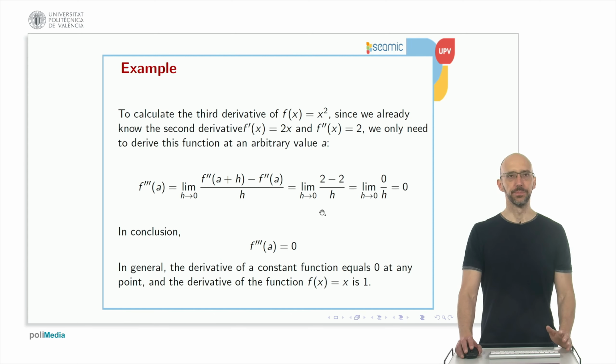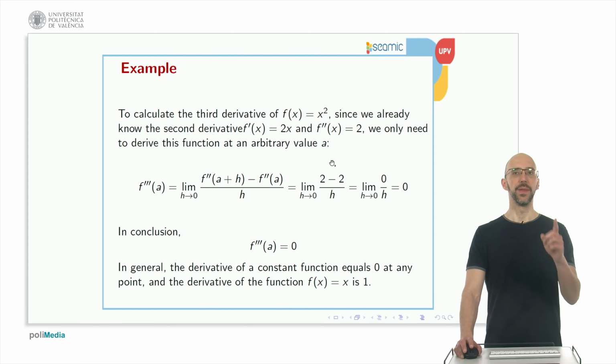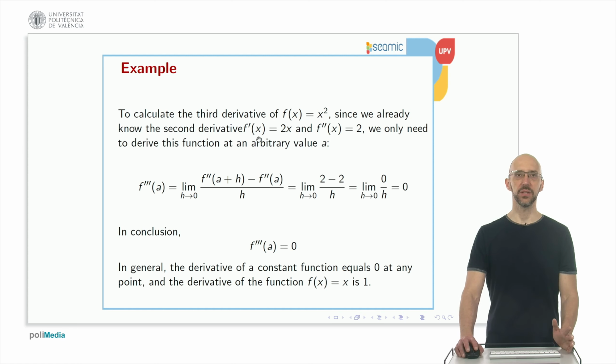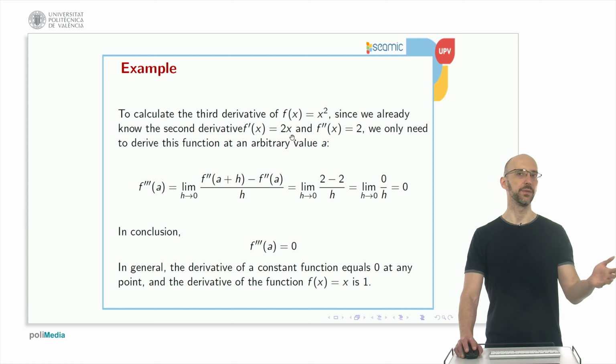Let's see an example, the one I mentioned at the beginning of the video. Consider the function x squared. The derivative of x squared is 2 times x. The derivative of the derivative, I mean the second derivative, is 2, because you know that the derivative of 2 times x is 2. Okay? Can we calculate the derivative again? Yes, of course. Can we calculate the third derivative?